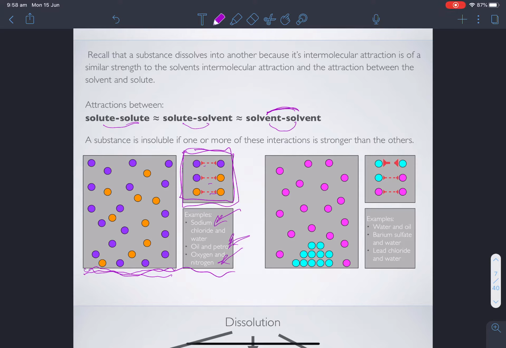Here I've got an example on the right where that's not true. Okay, here we can see that the pink is all up the top, and the blue particles, whatever they are, stuck together down the bottom. That's not evenly distributed.